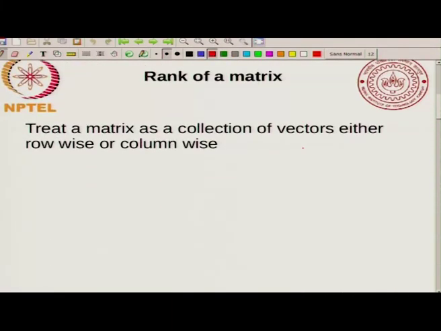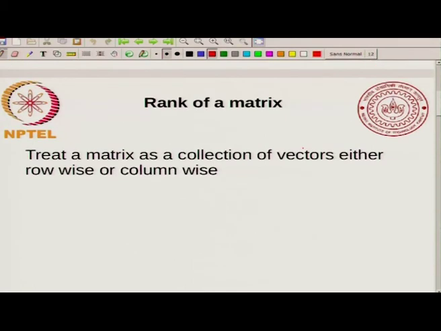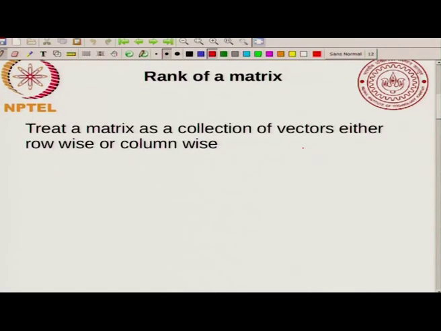Now, in order to define the rank of a matrix, it helps to treat the matrix as a collection of vectors. So, your matrix is treated as a collection of vectors. Okay. So, how do you think about this? And you can treat it either row wise or column wise. So, suppose you have a matrix, okay, a typical matrix.